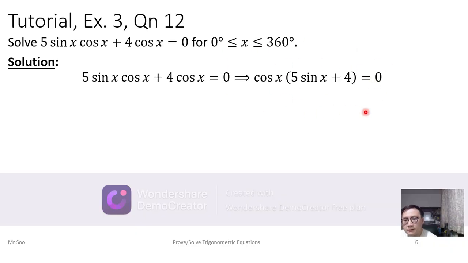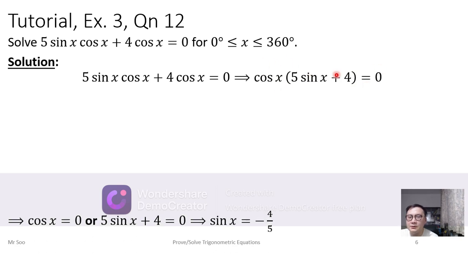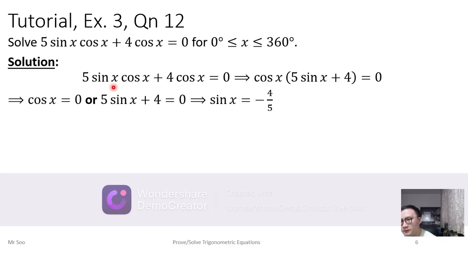Based on what you do in EMF, if the product of two terms equals 0, this implies that the first term equals 0 or the second term equals 0. Clear? However, for the second term we need to simplify a bit. We need to make it sine x on the left hand side, but we have 5 sine x plus 4. By subtracting 4 on both sides and then dividing by 5 on both sides, we get sine x equals minus 4/5.